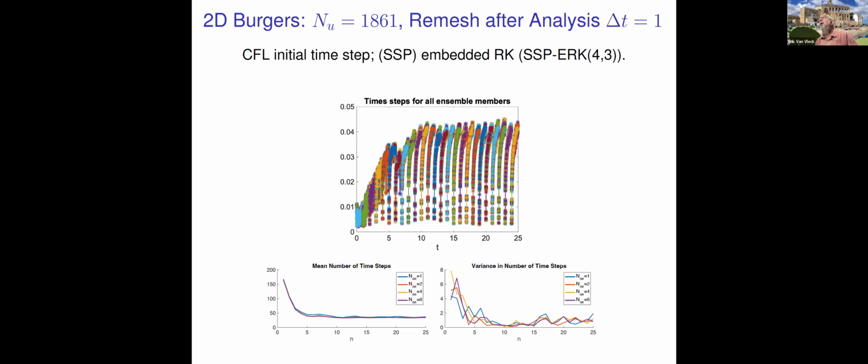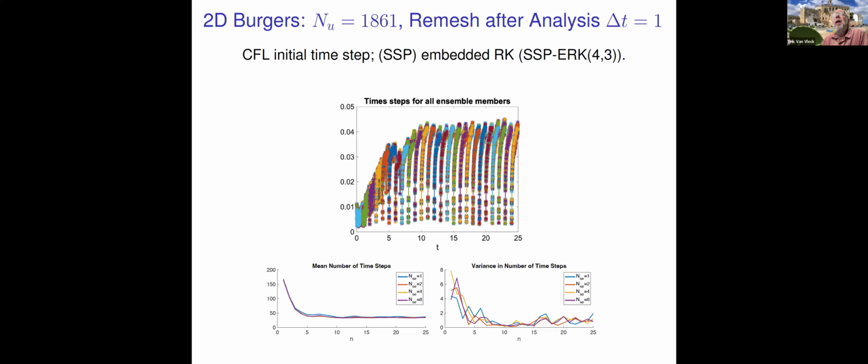Okay, we're discretizing in time. This is an inviscid problem. We're doing a discontinuous Galerkin approximation in space, and this embedded pair Runge-Kutta method in time. And what I've shown here are the time steps for all the ensemble members.